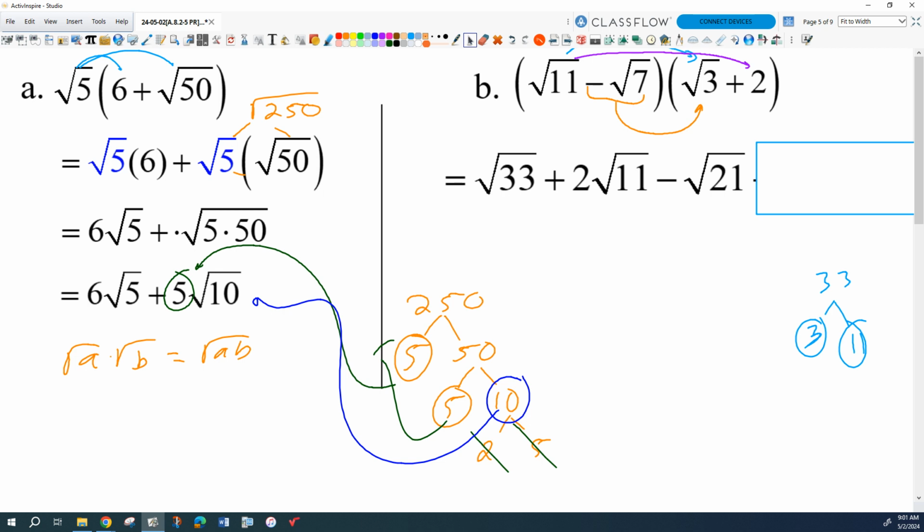And then finally, last one, negative square root of 7 times 2. What's that? Negative 2. Square root of 7, exactly, yeah, right? Because the 2 is outside already, so we just get that. Are there any like terms to combine? Thumbs up or down? You see any like terms?